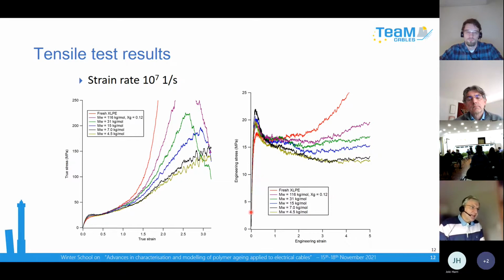The first thing is that the initial slope of these curves in the engineering presentation is increasing due to the aging. That means that the Young's modulus of the materials is increasing due to aging, which we can then attribute to the increased amount of crystallinity in the material.